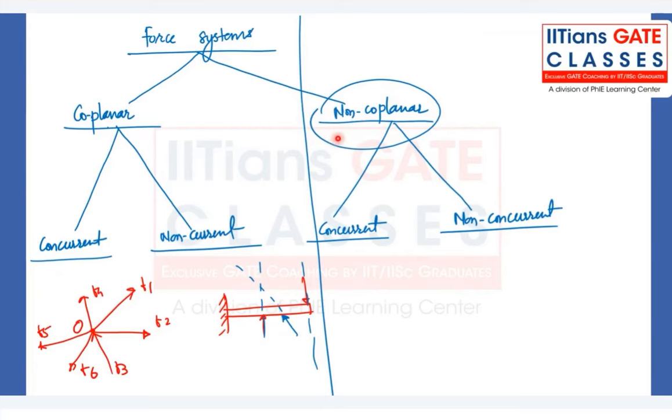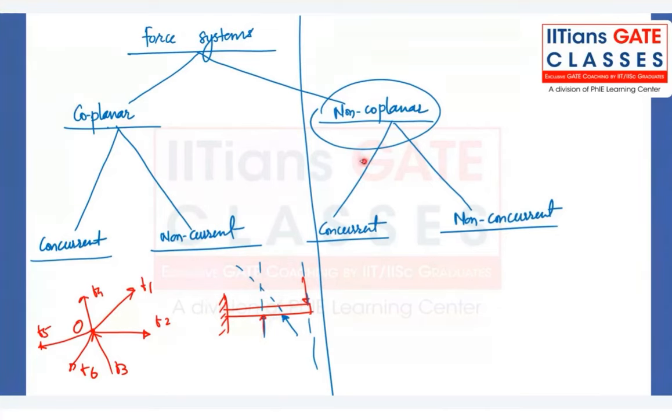Okay, what is a concurrent force system? If the forces are passing through a single point, then you call it a concurrent force system. And if forces are not passing through a single point, for example, let's say this is the beam. In this beam, one force is acting downward, one force here acting upward. They are separated by a certain distance. They are not passing through a single point, right? So here, this is a non-concurrent force system. So this situation can come in coplanar as well as non-coplanar force systems.